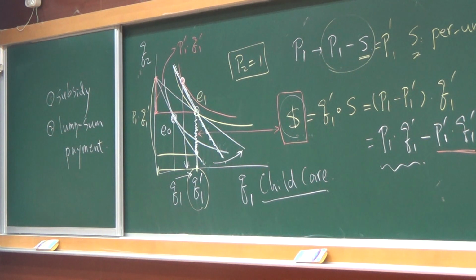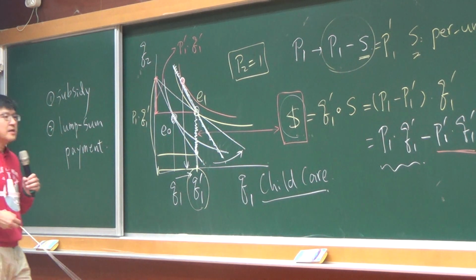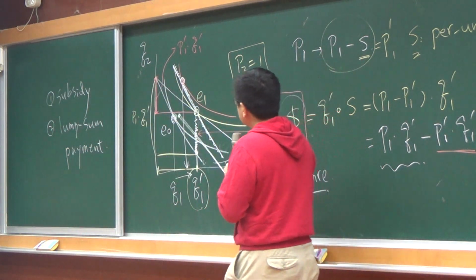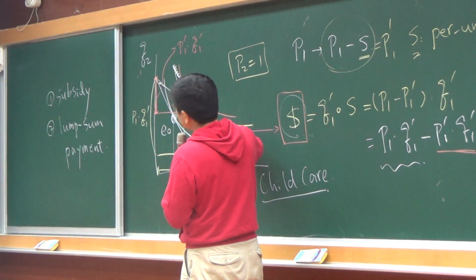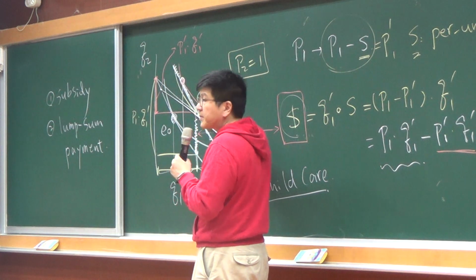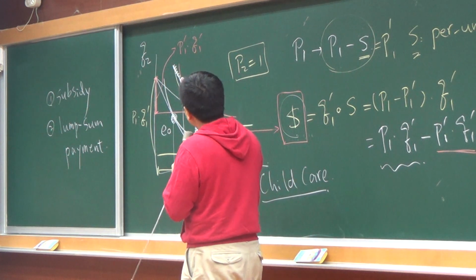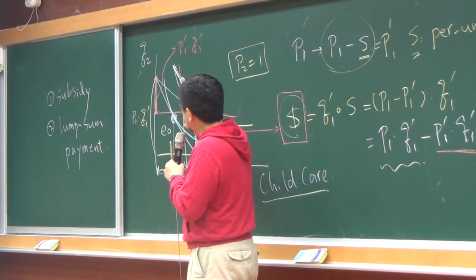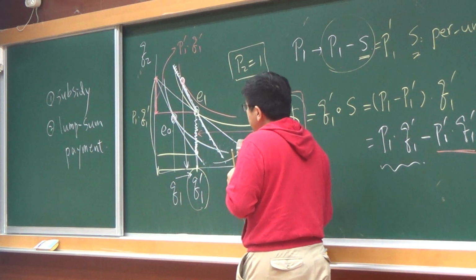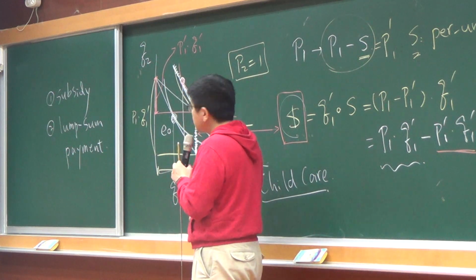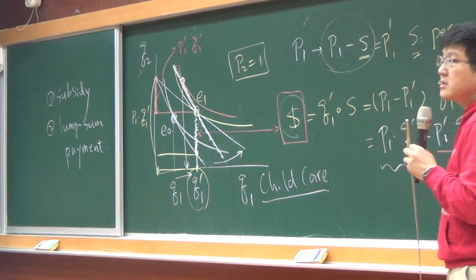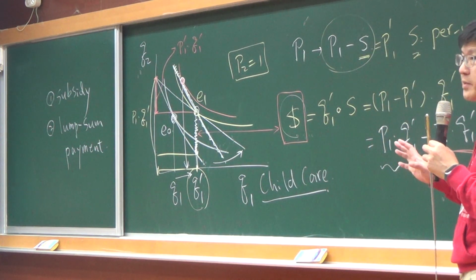Analyzing this problem, you have to think step by step. The first one would be the effect of a subsidy policy. It rotates the budget line, and the price effect will change from E0 to E1, and the consumption on childcare would increase from Q1 to Q1 prime.